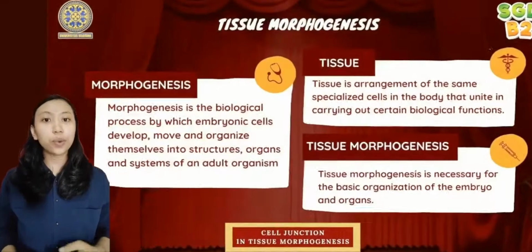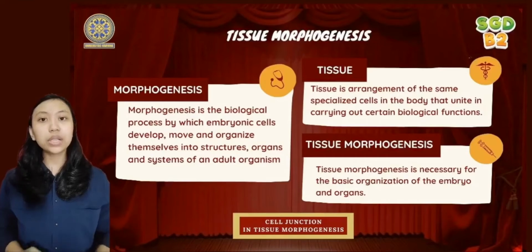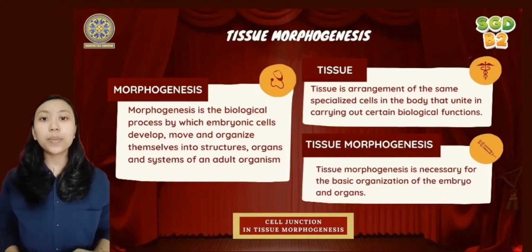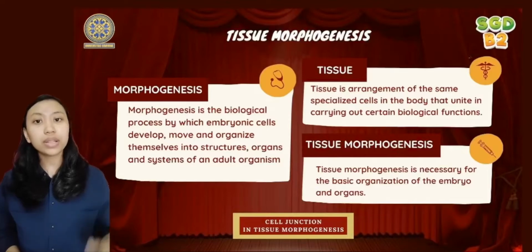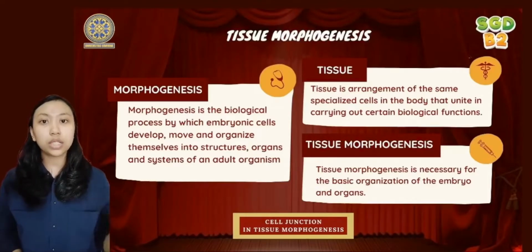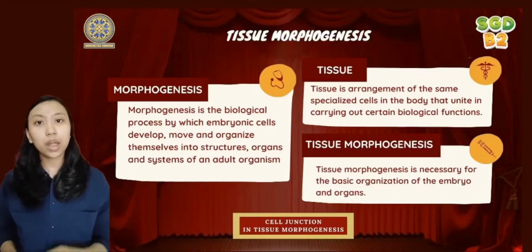I'll talk about tissue morphogenesis. According to the Big Indonesian Dictionary, morphogenesis is the process of organ or tissue development and differentiation that occurs in accordance with what the organ or tissue does. Morphogenesis is the biological process by which embryonic cells develop, move, and organize themselves into structures, organs, and systems of an adult organism, induced by a combination of chemical and mechanical factors.